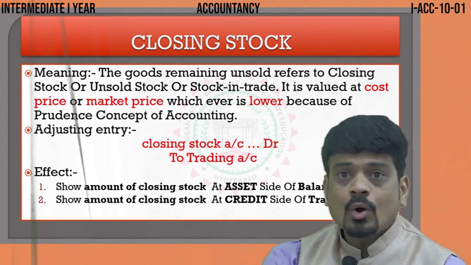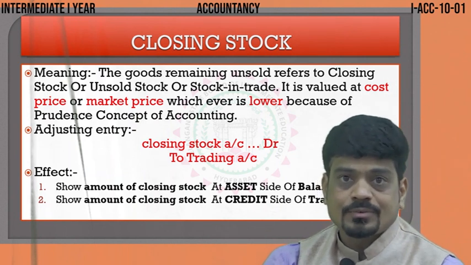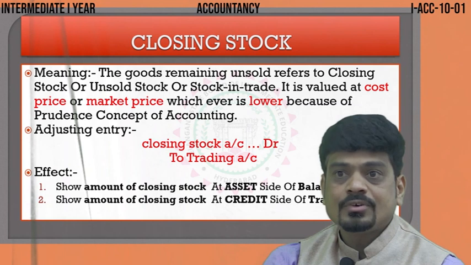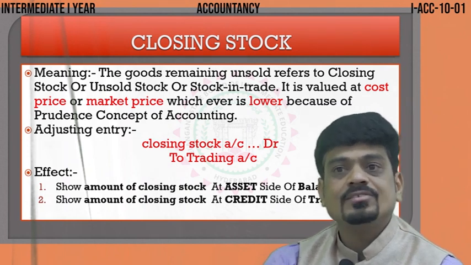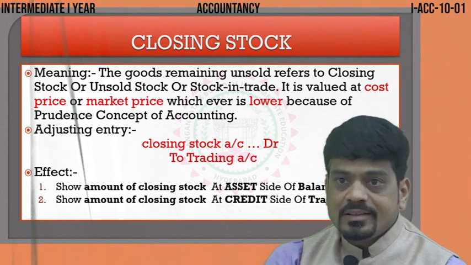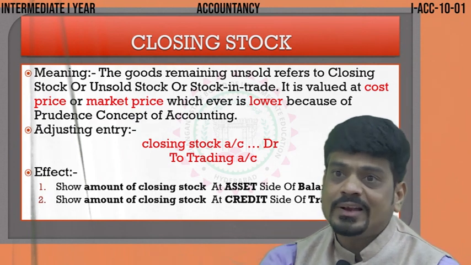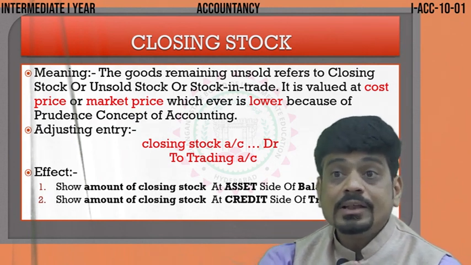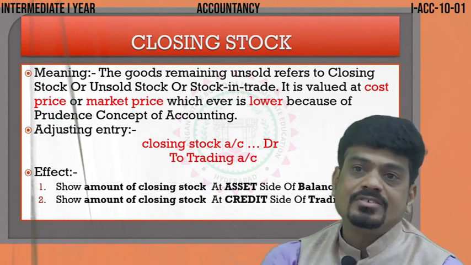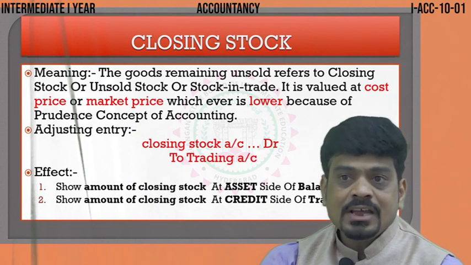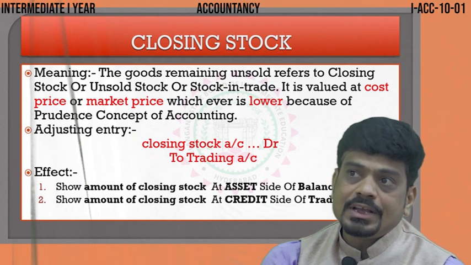And according to the accounting concept called the prudence concept, we value it at cost price or market price, whichever is lower. In the sense, if you are given two values for the closing stock, let me say 20,000 and 30,000, the lower value, that is 20,000, we will take. And for that, what is the adjusting entry? Adjusting entry for closing stock is closing stock account debit to trading account.